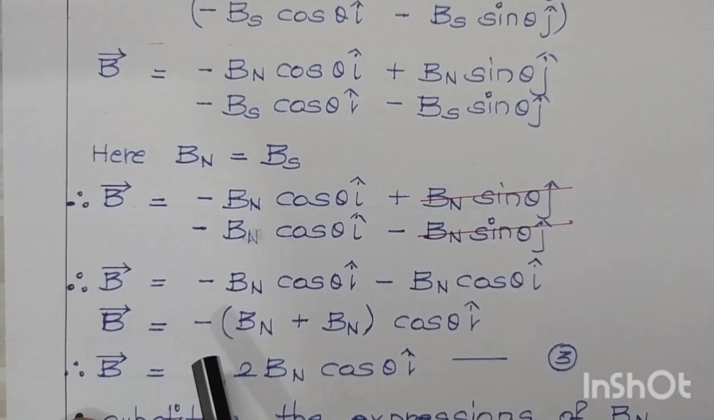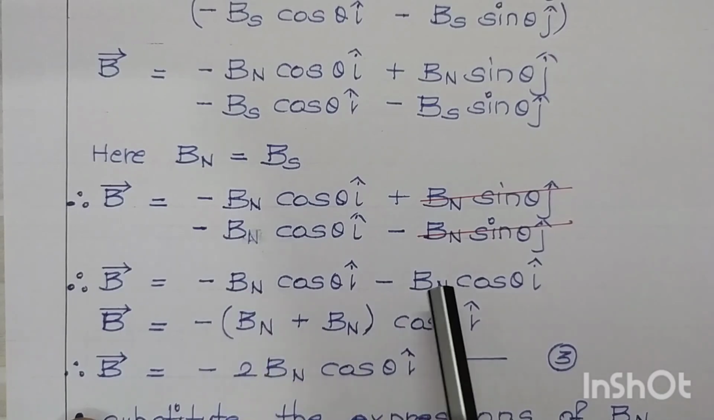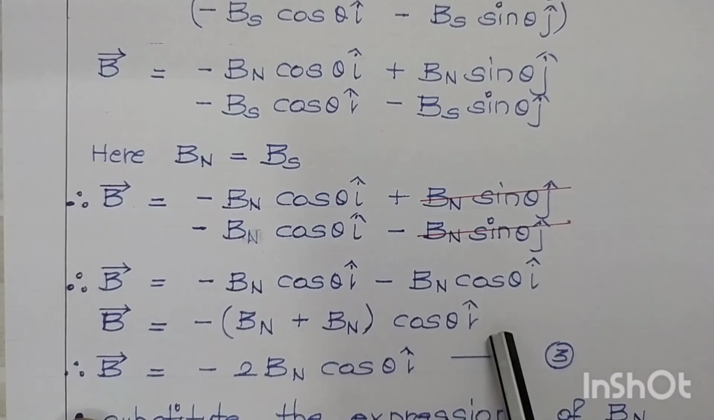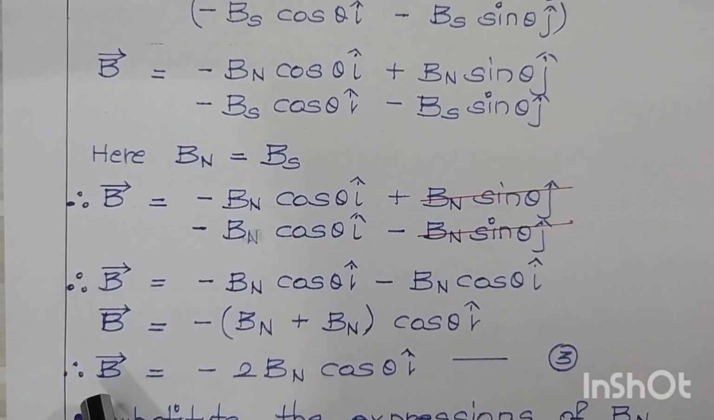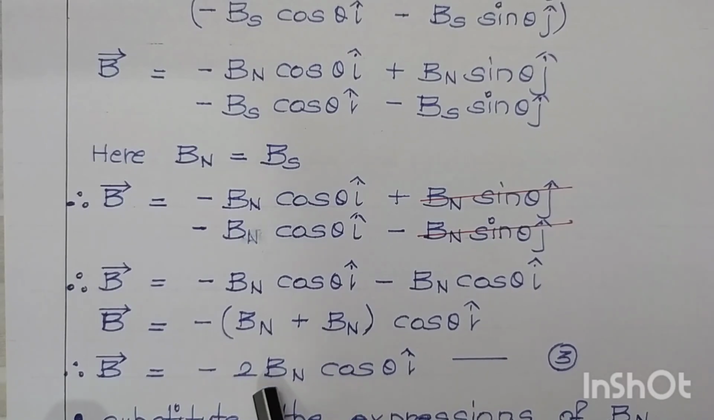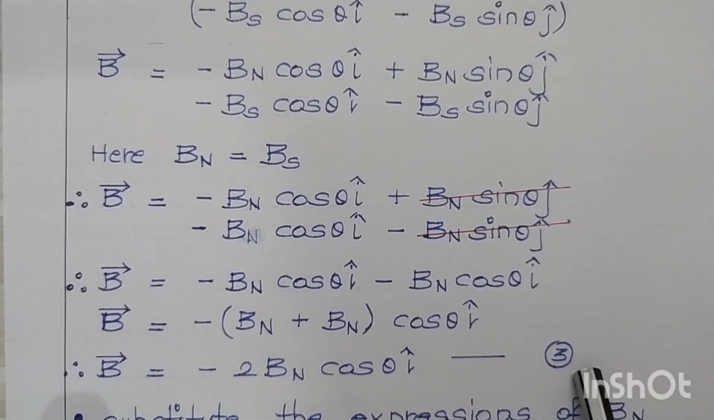So we can write it like this: B vector is equal to minus (Bn plus Bn) cos theta I cap. Minus is also common, so take it out, and cos theta I cap is common in both the terms. So in the next step, B vector is equal to minus 2Bn cos theta I cap. Let it be equation number 3.